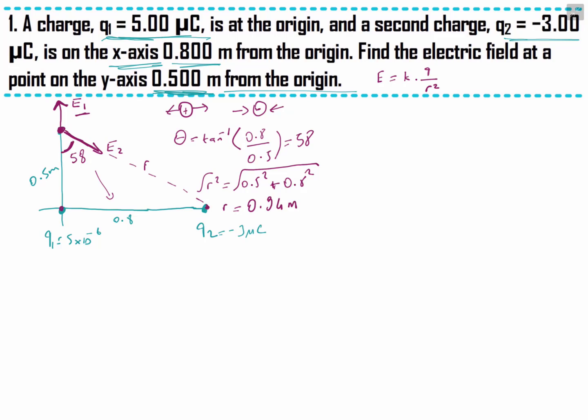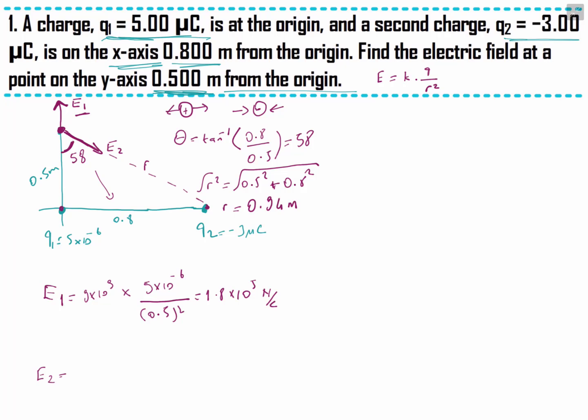And then we have to calculate E1 and E2. What is E1? E1 is K times Q over R squared. K is 9 times 10 to the 9, multiplied by, for E1 we will use Q1, 5 times 10 to the negative 6, over the distance between them, 0.5, squared. And the result of E1 is going to be 1.8 times 10 to the 5, the unit Newton per coulomb.